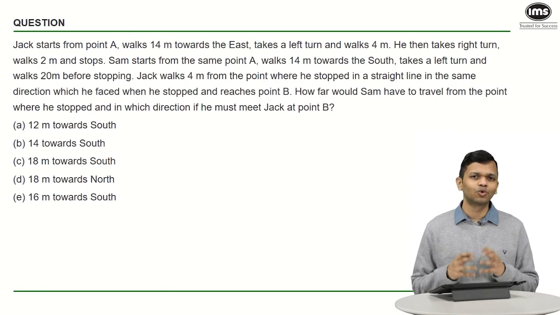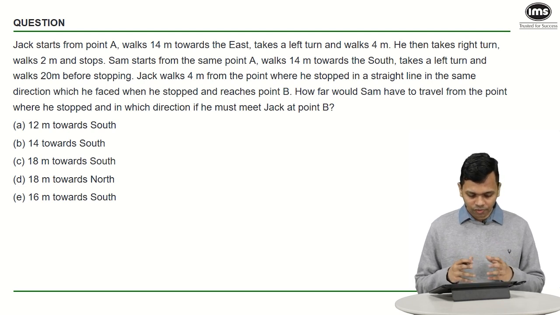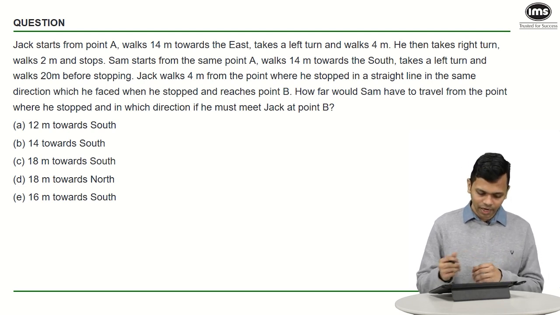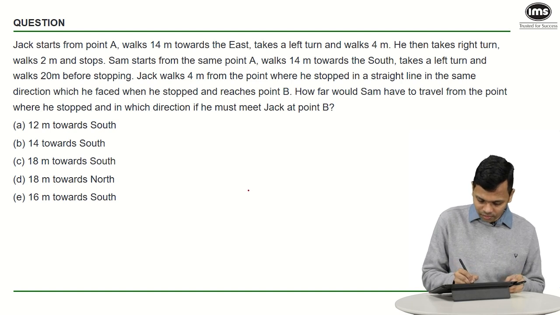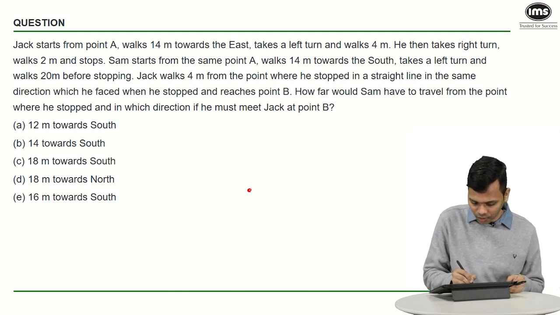Now the second question looked a little lengthy, but it's an easy question. So let's have a look at it. So we have Jack who starts from point A and walks 14 meters towards east. So we start with a hypothetical point and Jack is traveling 14 meters towards east. So let me draw it something like this.